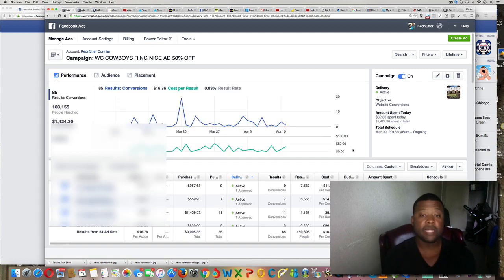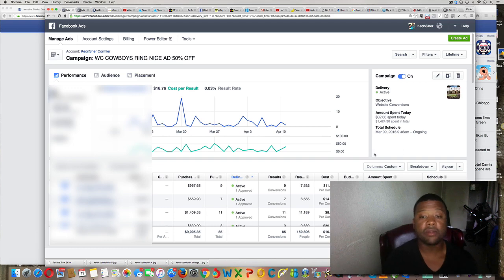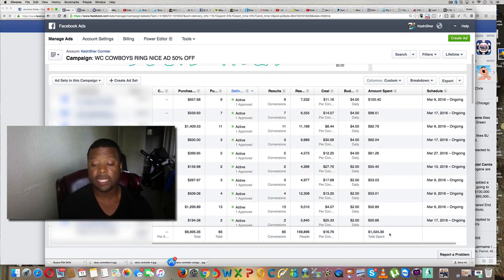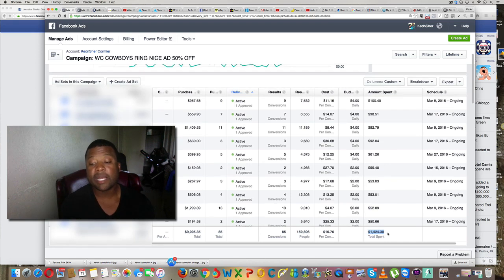So this ad you're looking at here is another different ad than the one I showed you. That's why I want to show you, you could do that for multiple things. So you look at the total spent. I spent $1,400, and how much he brought back is $9,000. So literally you're spending $1,400 to get $9,000. That's one campaign.